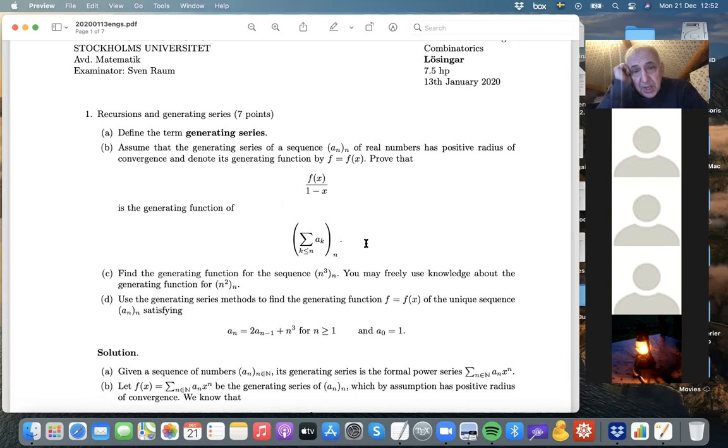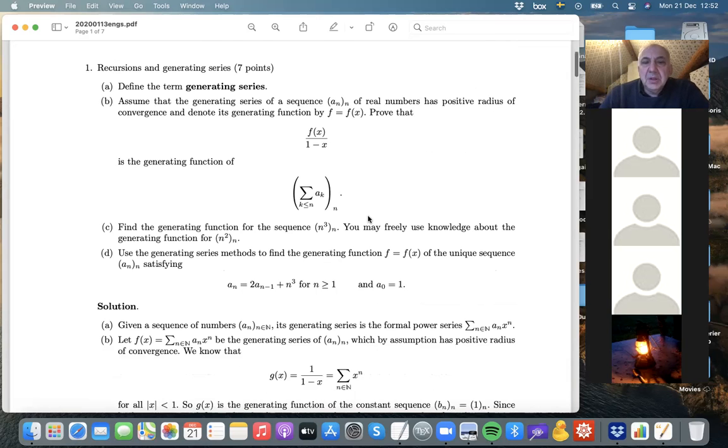The nth number would be the sum of the numbers a_k from 1 to n. This is more or less the material of one section in the book. So again, you have seen this in the book. Okay, how should you do that?